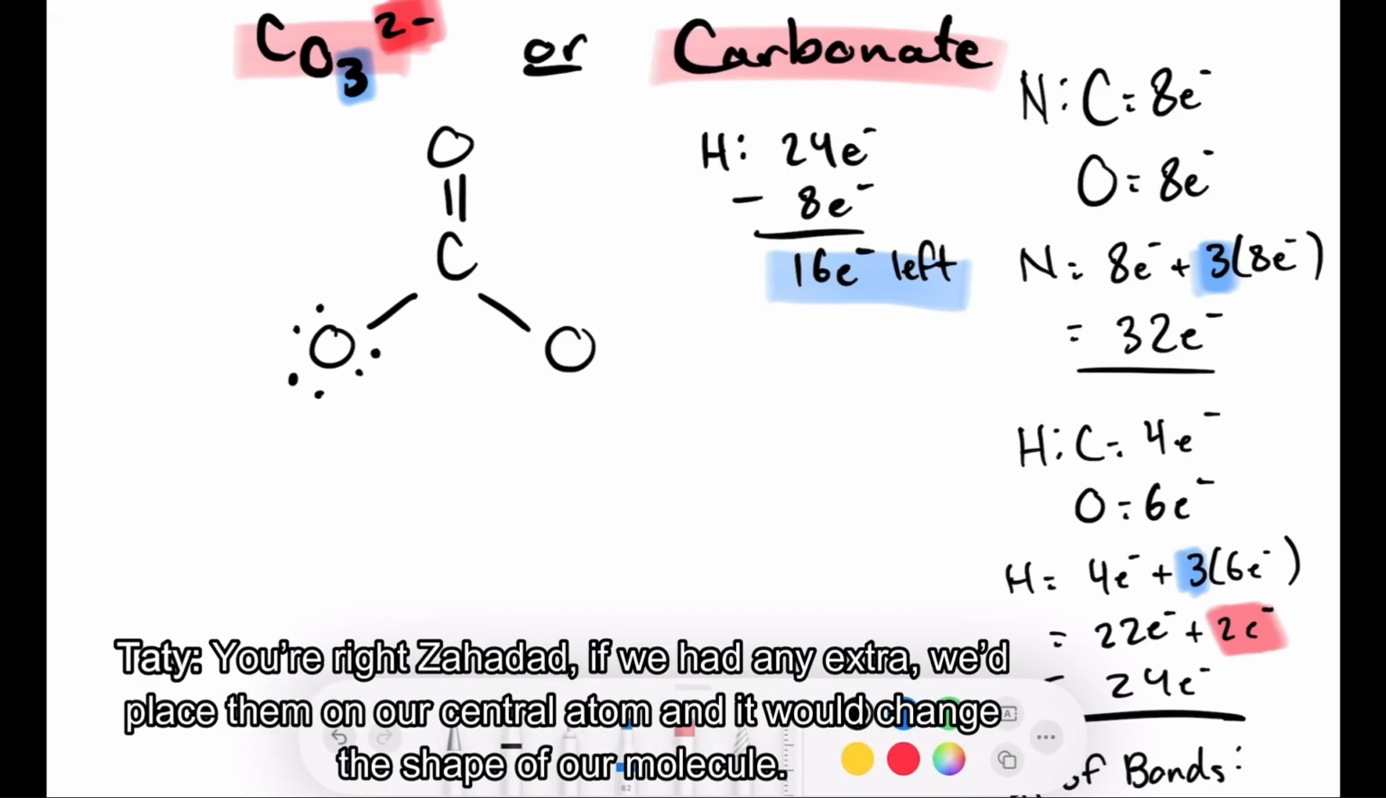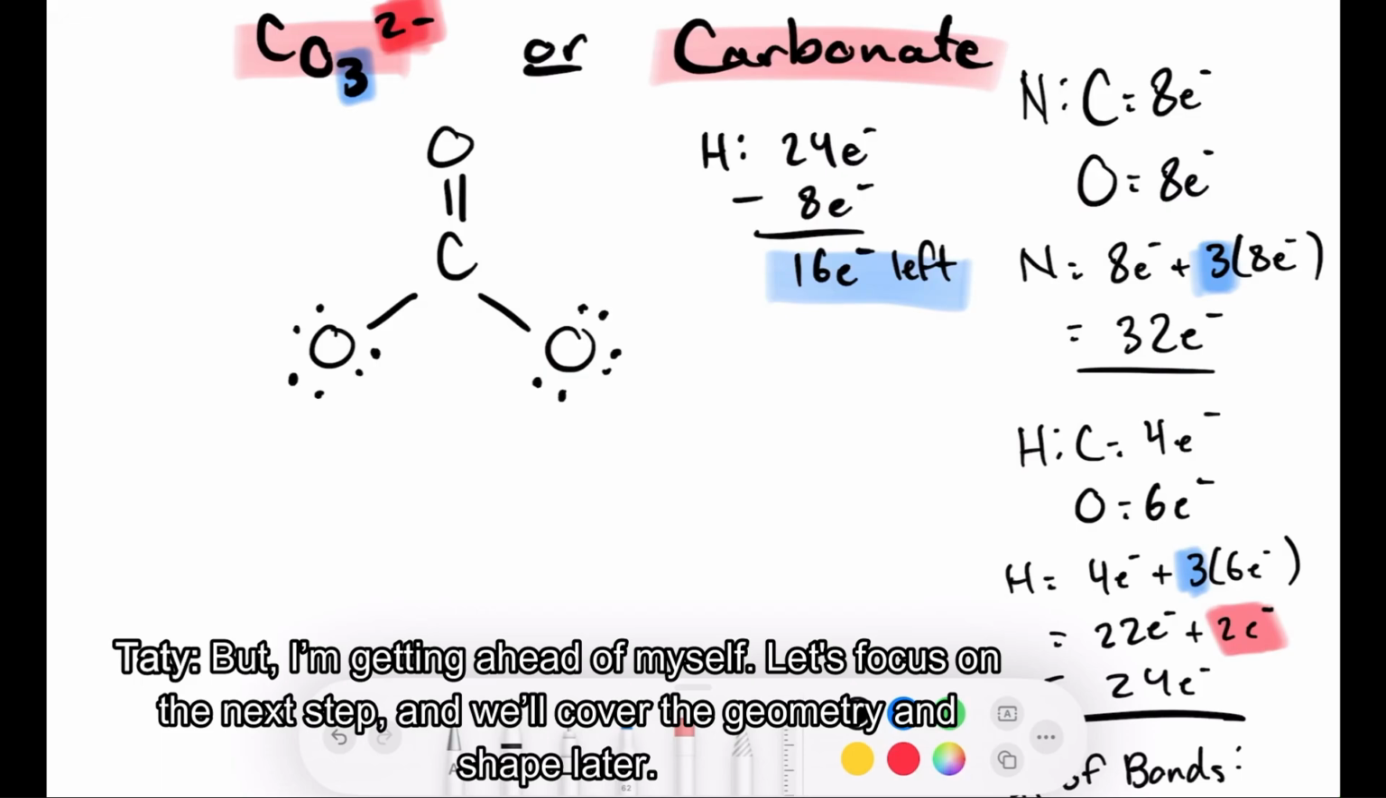You're right, Jahadad. If we have any extra, we'll place them on our central atom, and it would change the shape of our molecule. But I'm getting ahead of myself. Let's focus on the next step, and we'll cover the geometry and shape later.